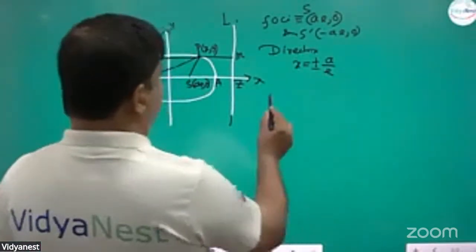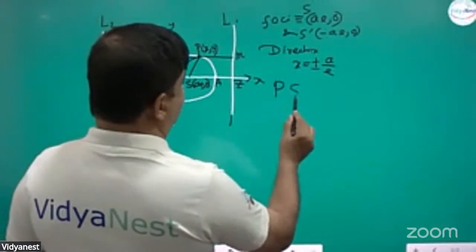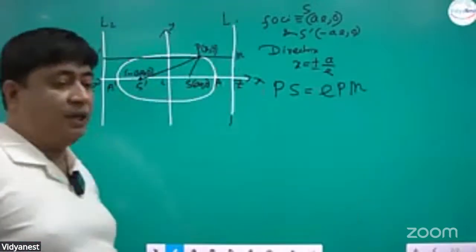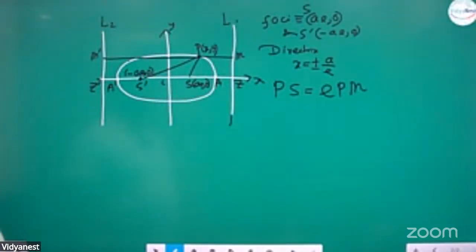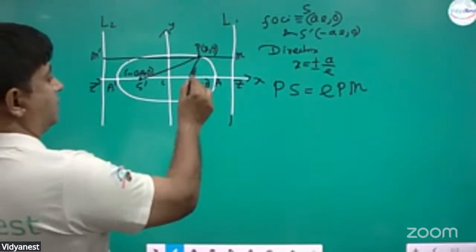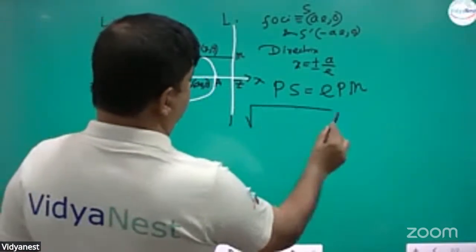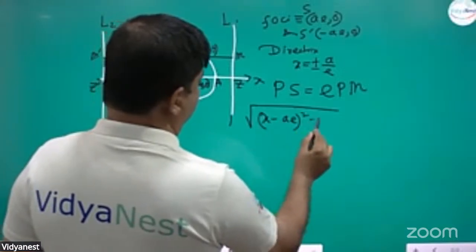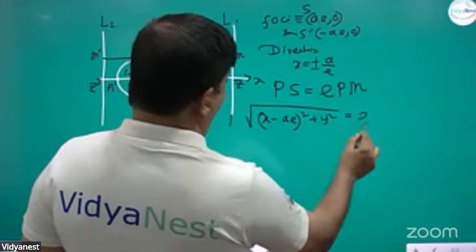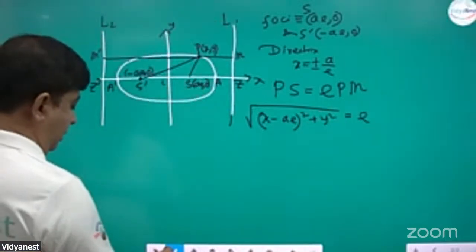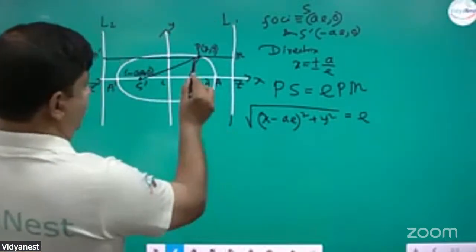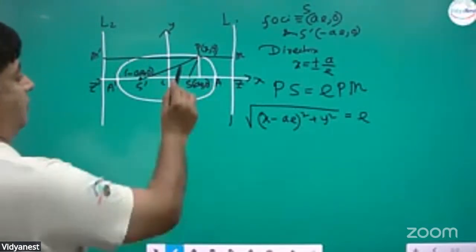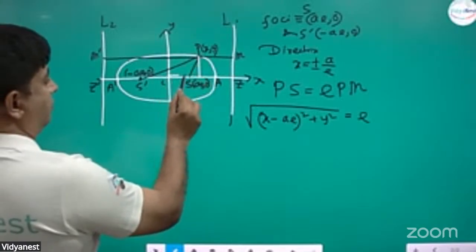See, we know PS is equal to e PM. PS is equal to e PM. What is PS? The distance formula. What is PM? Watch. Let us draw a perpendicular. (x, y) means this is x.